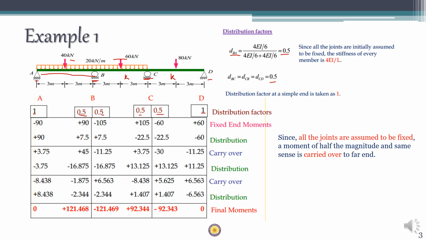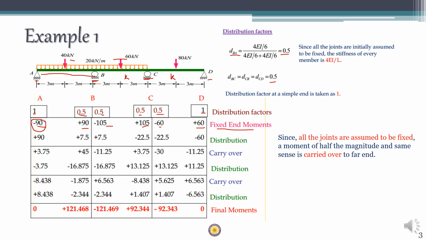Once you do that, the next step is you have to write down all the fixed end moments as per the sign convention. So we have already found out what the fixed end moments were. So according to the sign convention, we wrote down the fixed end moment values here. Okay. Next step, what you have to do is the distribution. So at each joint take the unbalanced moment. So here you can see that there is an unbalanced moment of 90 at joint A.